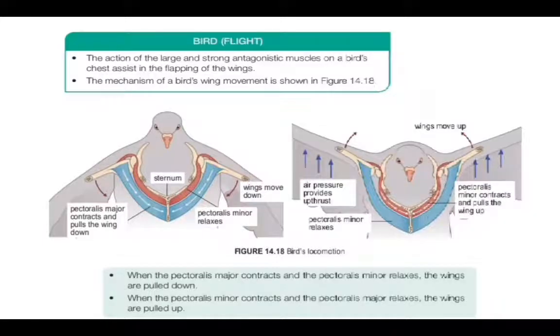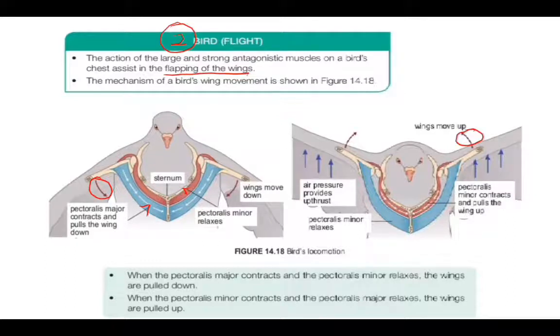Okay, second one, bird. We know a bird will fly. So the actions of the large and strong antagonistic muscles on a bird's chest assist in flapping of the wings. The mechanism is shown in figure 14.1 of bird's locomotion. So here this is the pectoralis major and this is the pectoralis minor. Okay. So the arrow here means the wings move down. Okay. If it is like this, the wings move up.